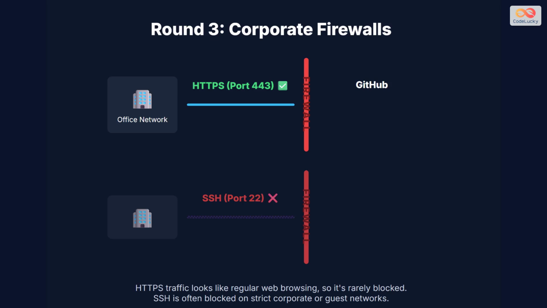Round 3 is connectivity. This is a niche but important point. HTTPS traffic uses port 443, the same as web browsing. So if you are on a strict corporate network or hotel Wi-Fi, it will almost always work. SSH uses port 22, which some strict firewalls block completely. If you can't connect via SSH at work, this might be why.